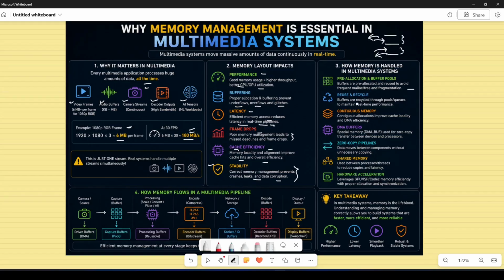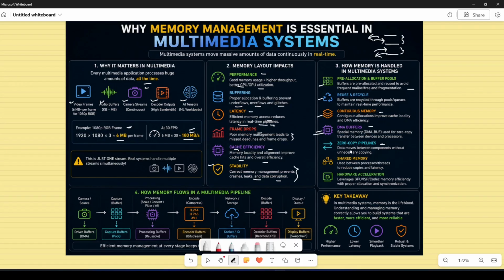Reuse and recycle, so buffers are recycled through the pools and queues. So there are different ways of handling memory in multimedia systems. Okay, right? So continuous memory, DMA buffers, this is a very important topic that we will be dealing with later, but right now just think of it as very next level information that any new, that is very modern, multimedia systems use this.